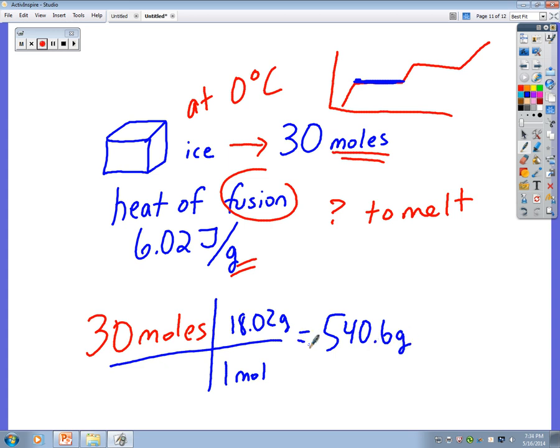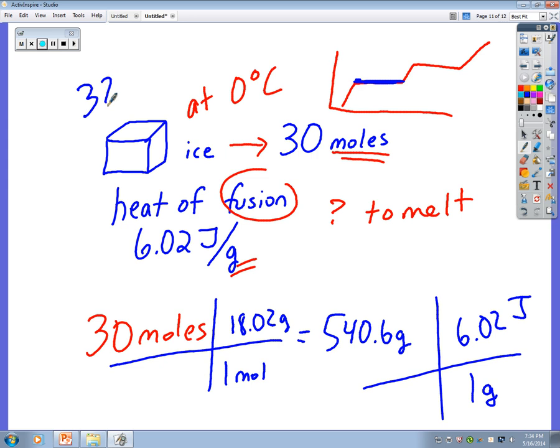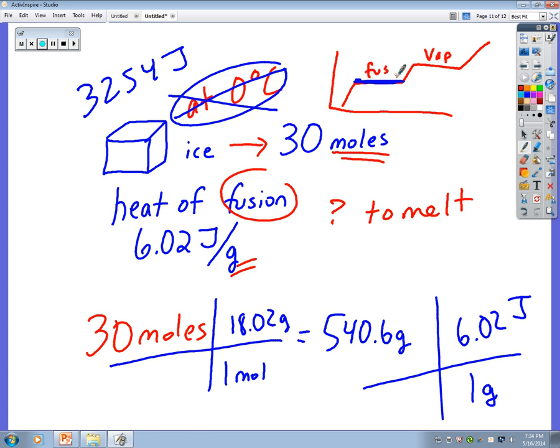So think about it. You have 540.6 grams of ice, and it takes 6.02 joules per 1 gram. So I'm going to go ahead and say for every gram, it takes 6.02 joules. And that means my answer, when I multiply it, is 3254 joules needed. If you notice, the temperature's not changing, so you know you're not using specific heat. That's the same thing for heat of vaporization, right? This is fusion. So this is how much energy it would take to condense or to evaporate a liquid.